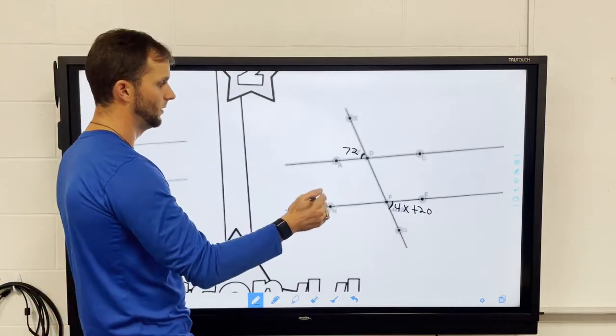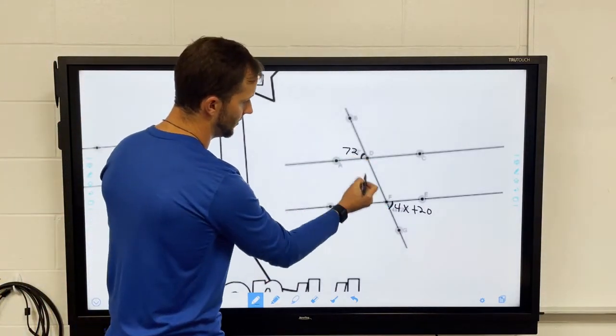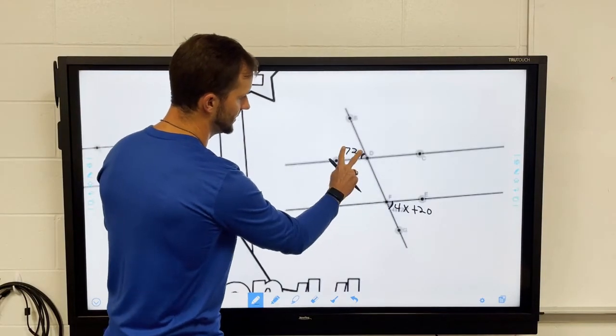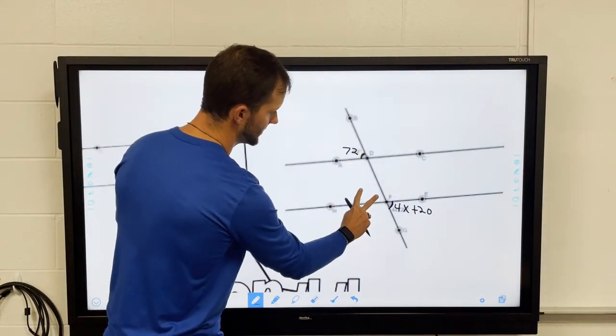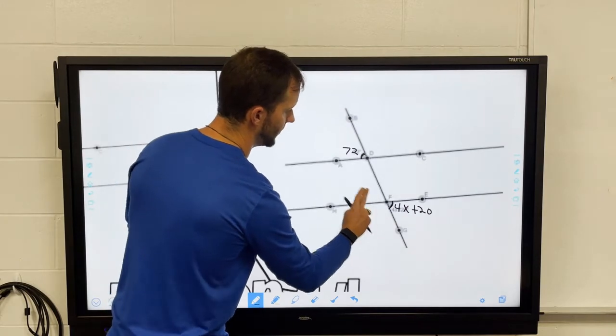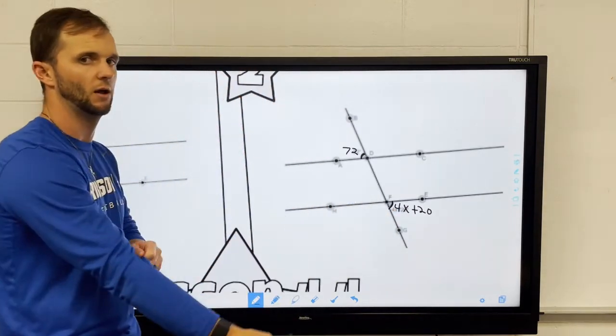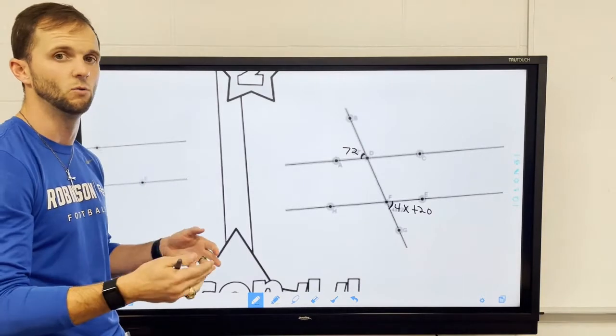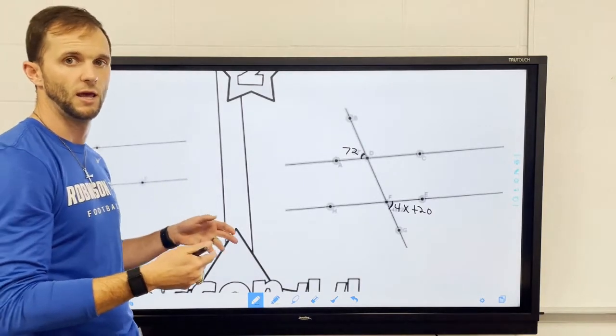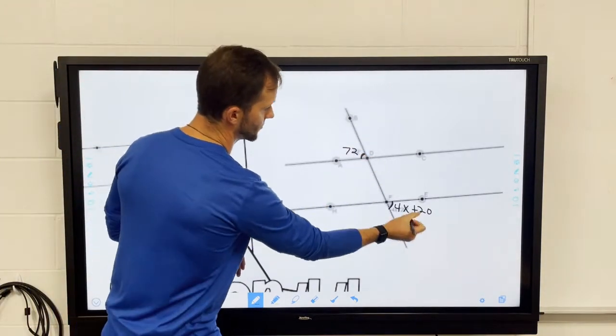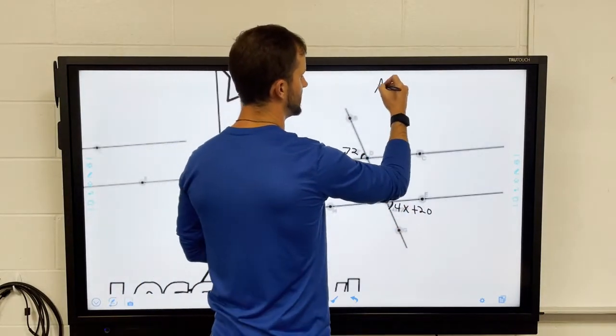So, another way to look at this is this angle and this angle right here are corresponding. So if this is 72, this angle right here is 72, which now makes these two vertical angles. So those three things all kind of correspond with each other because they're all equal. So we're just going to work off the alternate exterior here. So these two angles right here are alternate exterior angles.